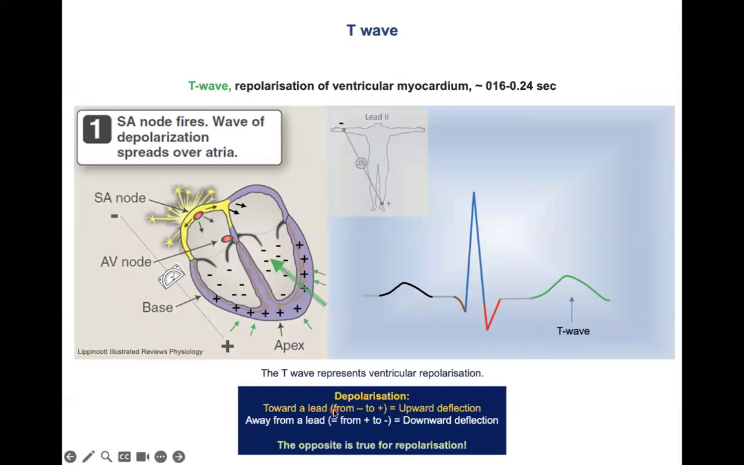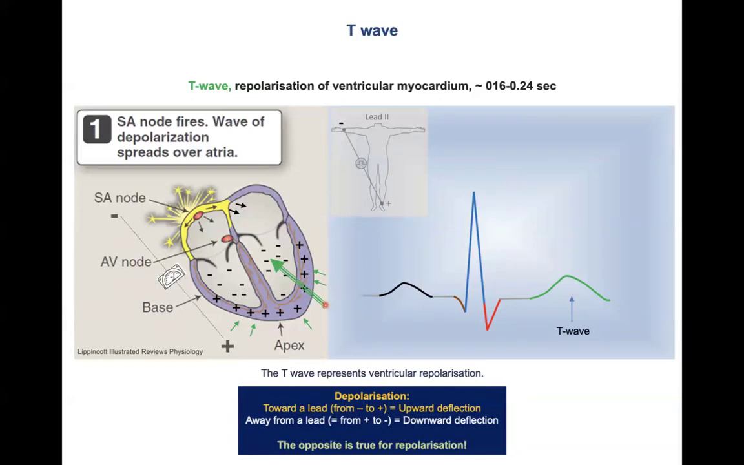Again, remember this golden rule. Depolarization wave from minus to plus electrode, upward deflection. Depolarization wave from plus to minus, downward deflection. And the opposite is true for repolarization. Now, why is the T wave positive? Remember, the depolarization starts from the endocardium and spreads out to the epicardium. So the endocardium is first to depolarize, the epicardium is last to depolarize. However, the repolarization is such that the epicardium, although it was depolarized last, is first to repolarize. The reasons will be discussed in the next slides.